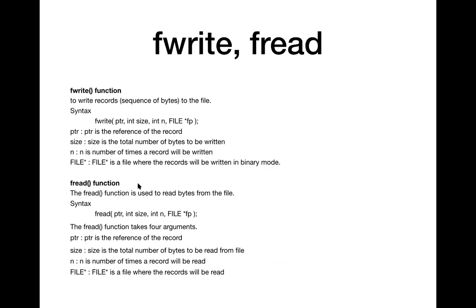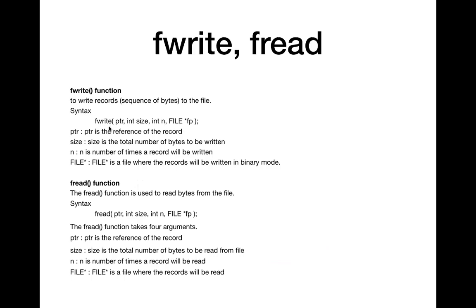Now, you have 2 types of files. One is text file, the other one is binary file. Fine. Now we are going to find out how to write or read from a binary file. So I can use fwrite function to write records to the file.